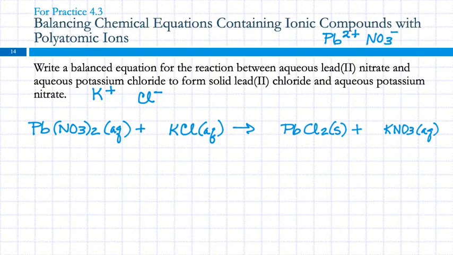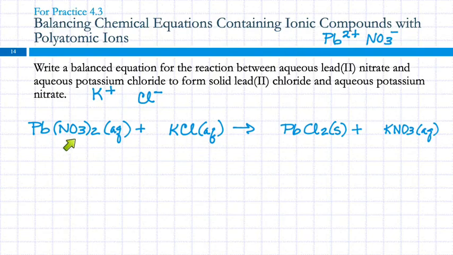So balancing this. I like to start at the beginning, just with the first element. It works out most of the time. So how many Pbs do I have on the entire left side of this equation? 1. And how many do I have on the right side? 1. Cool, that one took care of itself.